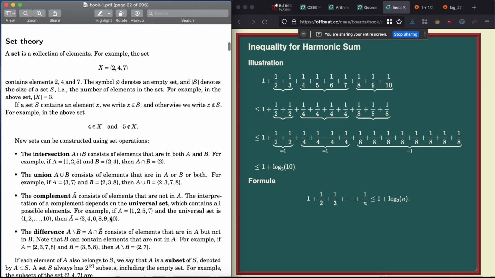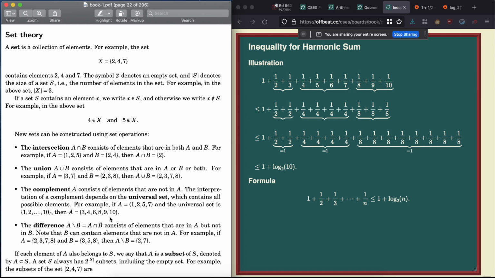So set theory. A set is a collection of elements. For example, this set capital X equals 2, 4, 7, and this is a set of elements. The symbol phi, I'll just call it the empty set symbol. So this symbol denotes an empty set, and this notation, which is capital S with a bar on both sides, denotes the size of a set, the number of elements in this set. So the number of elements in capital X is 3, and that is noted here with this notation.